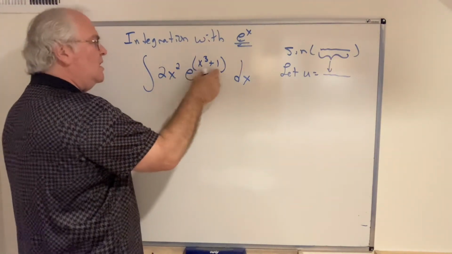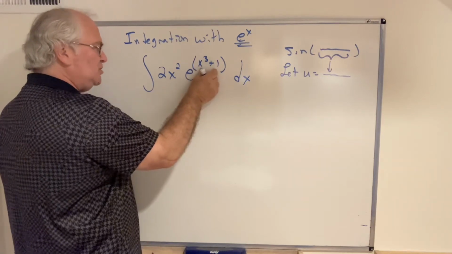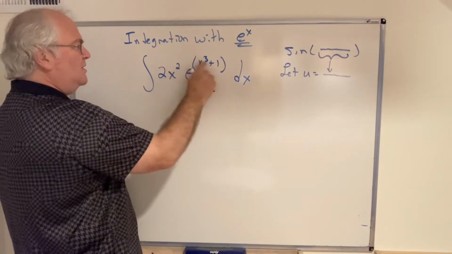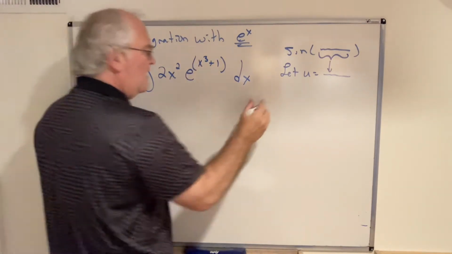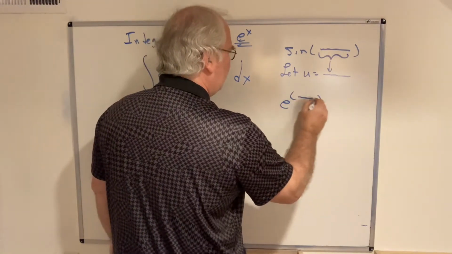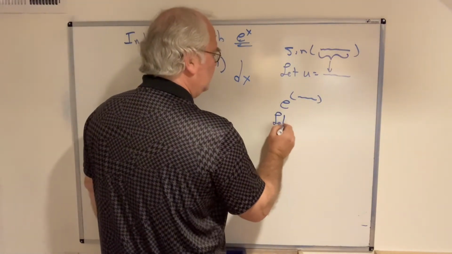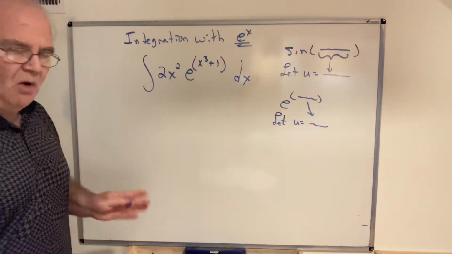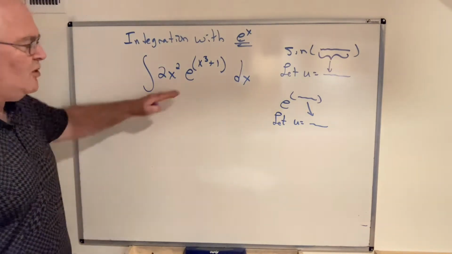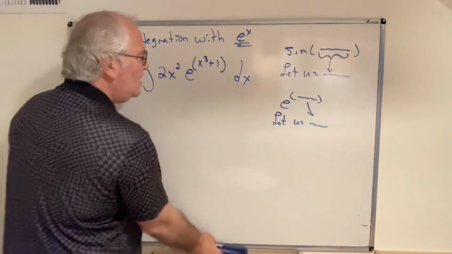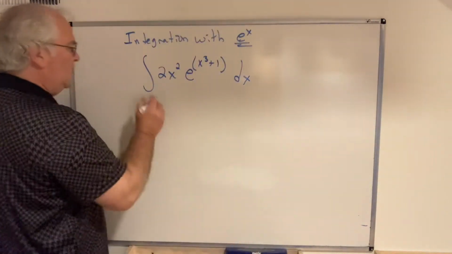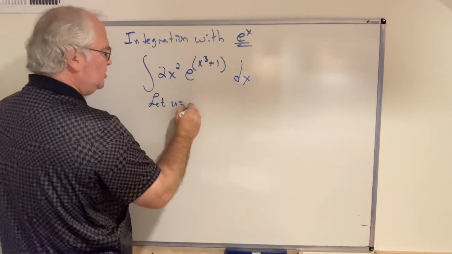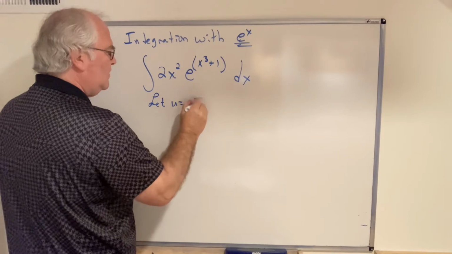If you have e raised to some power of an expression, and notice this is degree 3, this is degree 2, that also should be an indicator. Very often if we have e raised to some power, then what we will do is let u equal that expression. That doesn't guarantee that will always work, but that's one technique to attempt, particularly at this early stage of the game. And so, we're going to let u equal the expression. This is x to the third plus 1.